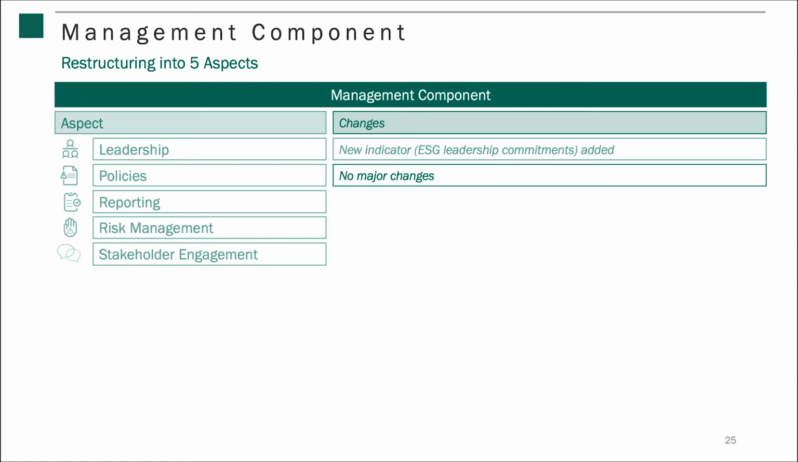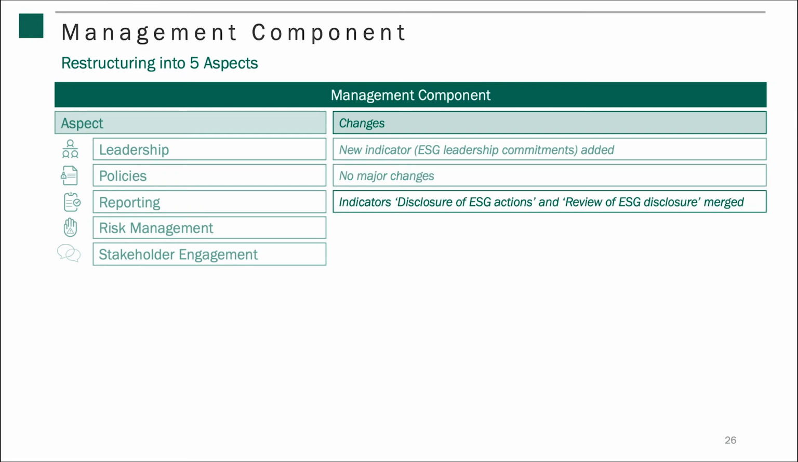Next comes the aspect policies. These cover any policies that relate to environmental, social, or governance issues. No major changes have been made to these indicators. The third aspect is reporting. 2 indicators on ESG disclosure and third-party review have been merged to create the new indicator, ESG reporting. There are no other major changes.